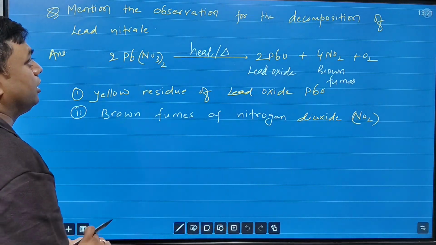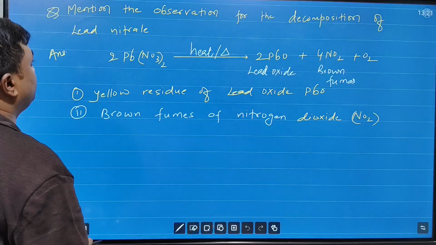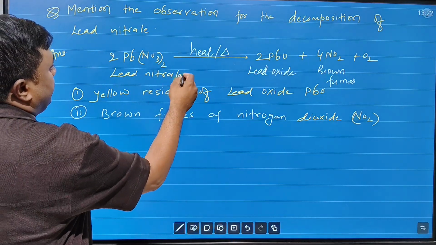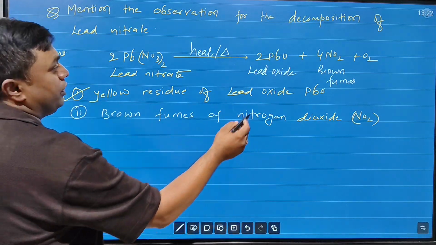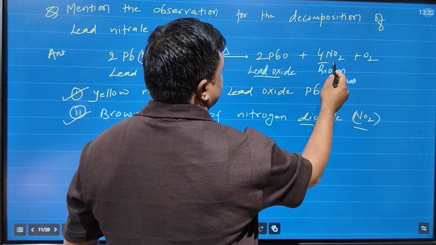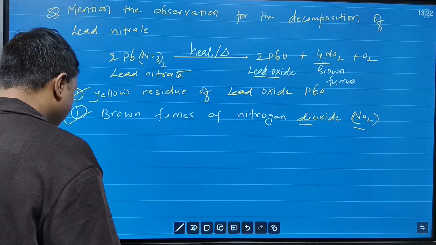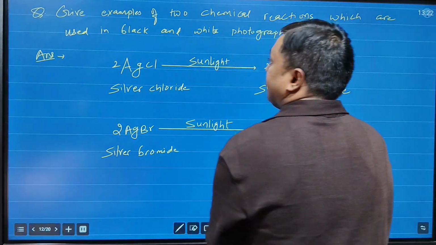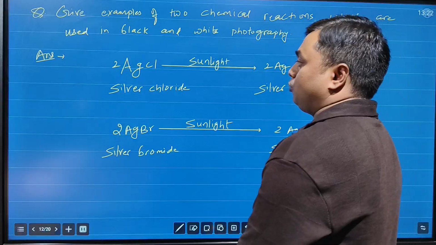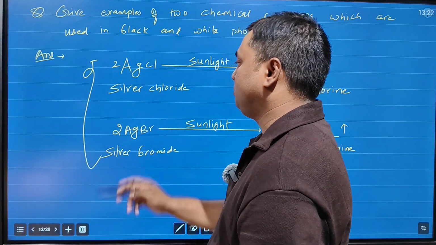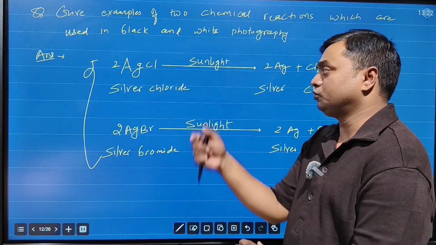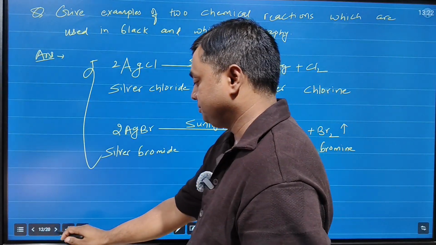Just now we discussed the observations for the decomposition of lead nitrate. So this is lead nitrate, and you can write the observations: yellow residue of lead oxide is obtained, along with brown fumes of nitrogen dioxide. Yes or no? Next, give two examples of reactions which are used in black and white photography. This is also a textbook question, important question: decomposition of silver chloride and decomposition of silver bromide in the presence of sunlight.